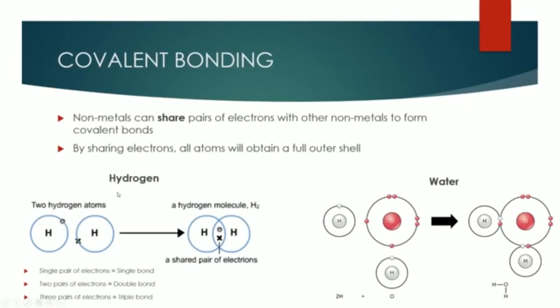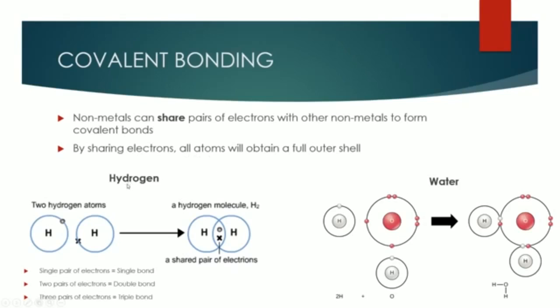But donating and accepting electrons is not the only way atoms can bond. There's something called covalent bonding, whereby there's no donation, but simply atoms share a pair of electrons, or 2 pairs or 3 pairs. This only happens between 2 non-metallic atoms, or several non-metallic atoms. The idea is that non-metals can share electrons with other non-metals to form covalent bonds. By sharing electrons, all atoms will obtain a full outer shell.